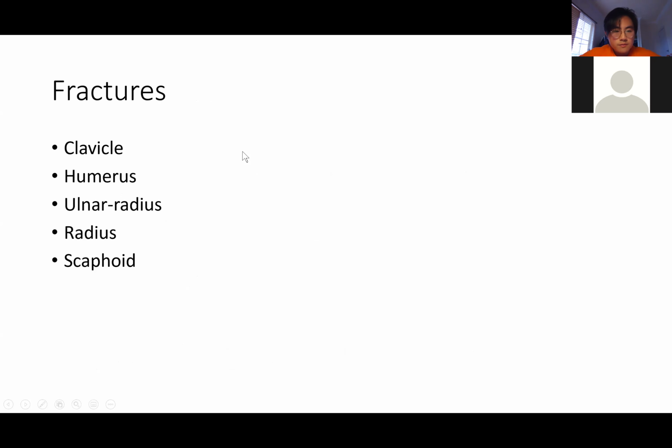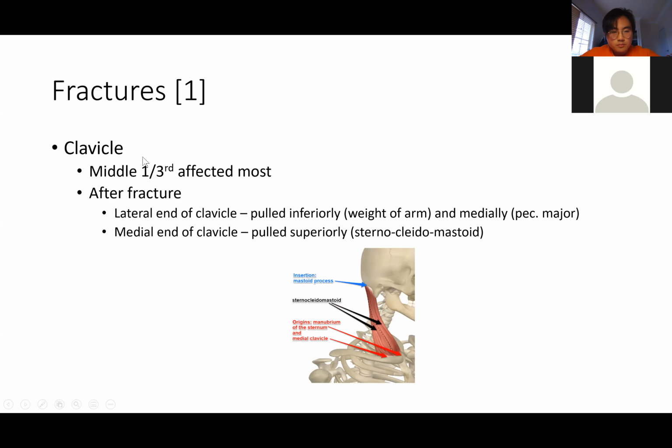So I sort of separated pathology into fractures, inflammation, and palsies. So first, let's talk about the fractures. We have a clavicular fracture. These are the high-yield points you need to know. The middle third is most commonly fractured, so it's affected the most.